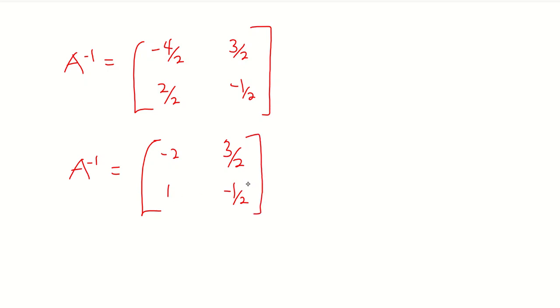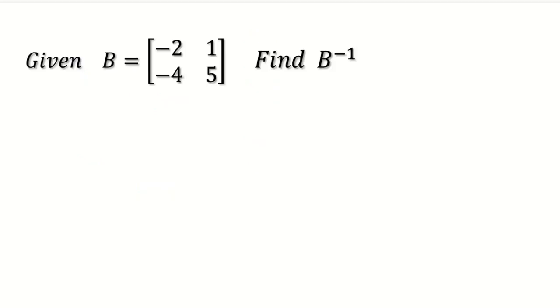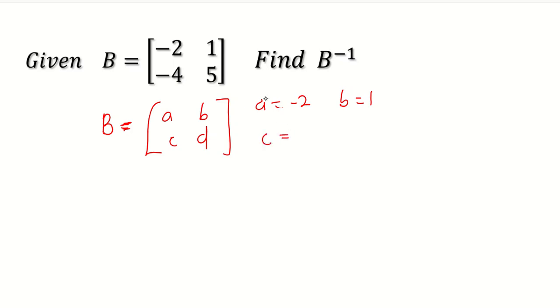And so look at our last example. In our last example, we have matrix B equal to minus 2, 1, minus 4, 5, and we want to find B inverse. Since the matrix now is B, the formula for B inverse was originally derived from the matrix a, b, c, d. By comparing with the question given to us, it means a is equal to minus 2, and then b is equal to 1. We have c equal to minus 4, and d equal to 5.